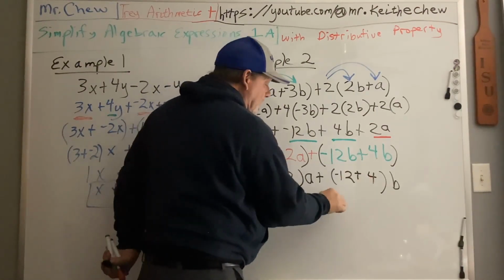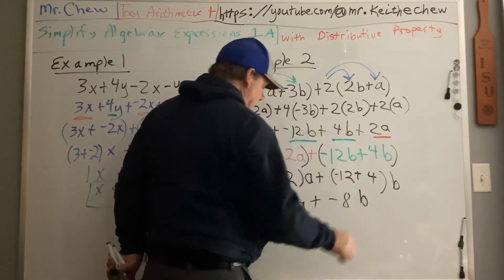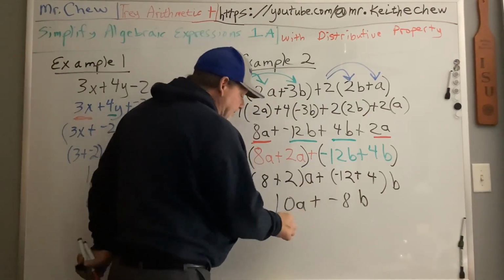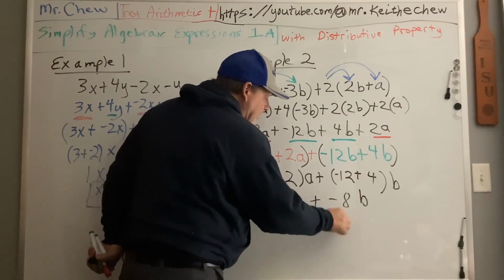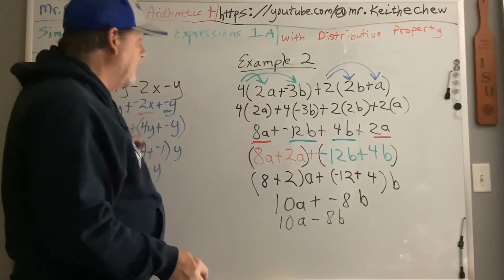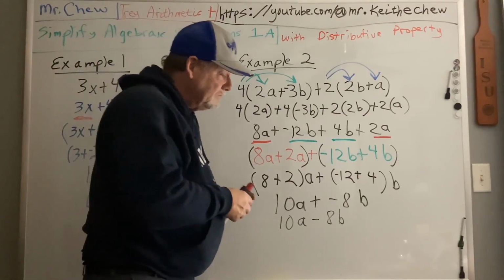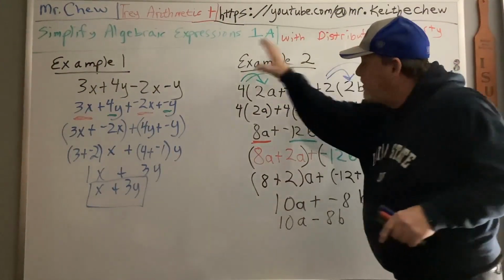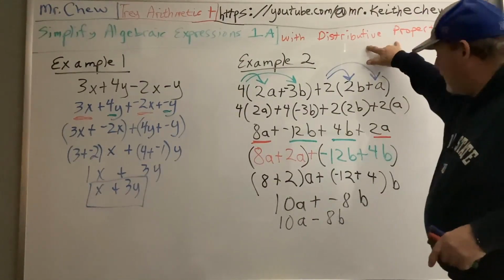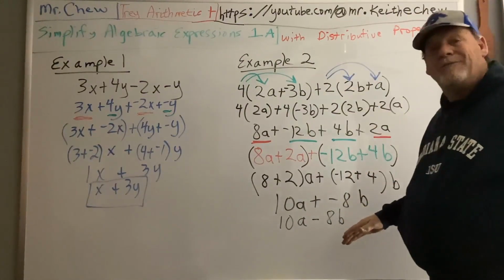Negative 12 plus 4 is negative 8b. Now I can write this in one other way. I can write it like this because they do mean the same thing, just like when we reverse this. All right, now here is both problems worked out. The distributive property made this one a little more difficult.